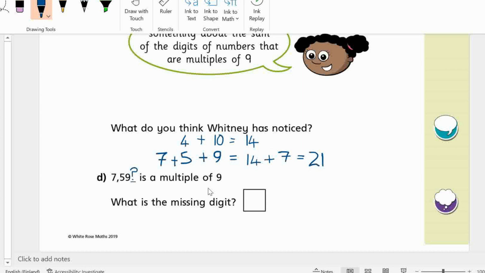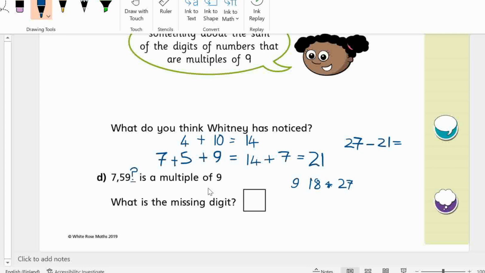What number is in the 9 times table which is close to 21? 27, good. Yeah, I suppose 18 is closer, but we need a bigger number, yeah? So we got 9, 18, 27. We need a number which is bigger, but close to 21. So it's 27. Now, what is the difference between 27 and 21? In other words, 27, take away 21. What does that equal?